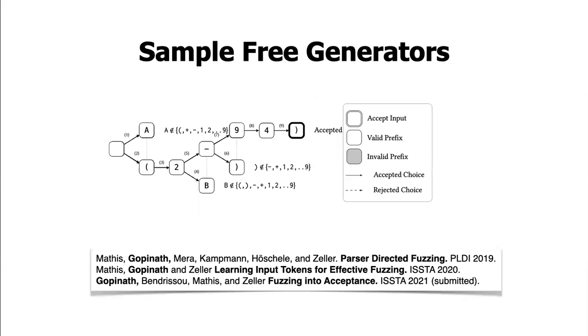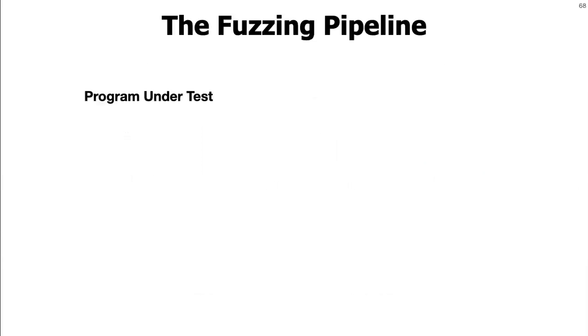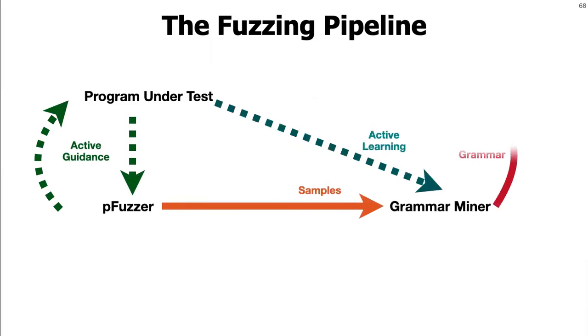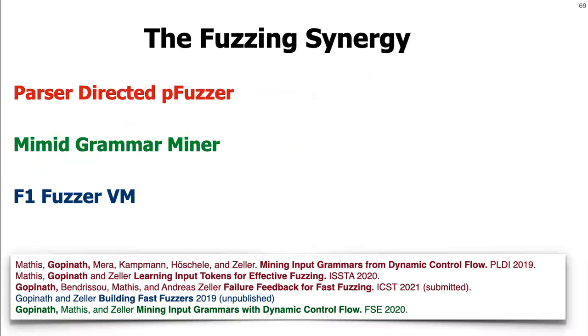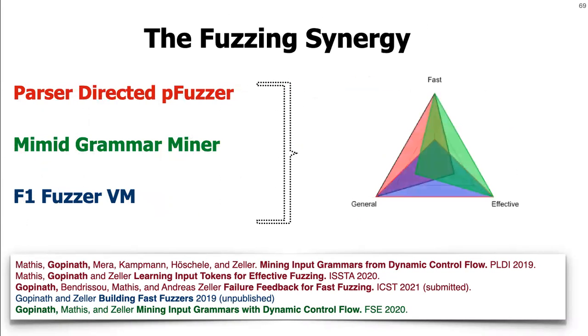This technique, as you can see, effectively turns any parser into a generator, producing high quality inputs without any bias. Unfortunately, this technique is rather slow. So instead of using them directly, we use it in combination with a grammar miner. We use directed fuzzers to explore, then use the grammar mining to generalize, and again use the directed fuzzer to refine. And with these three technologies, our fuzzers can be fast, effective, and general.